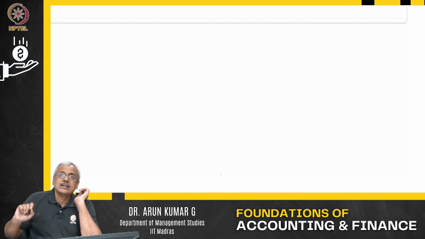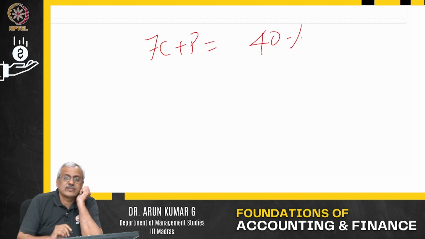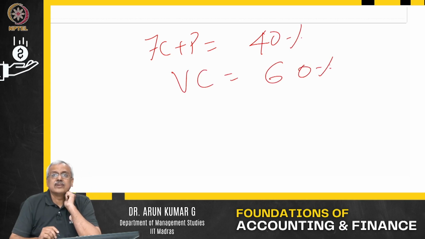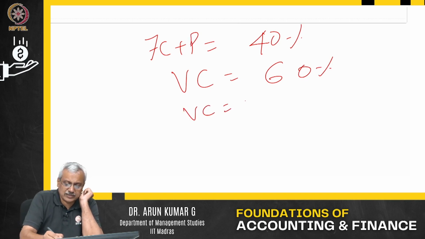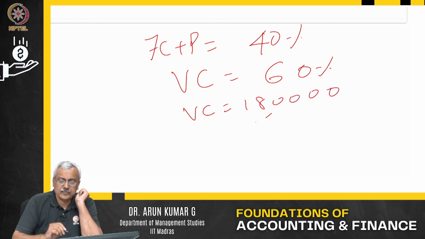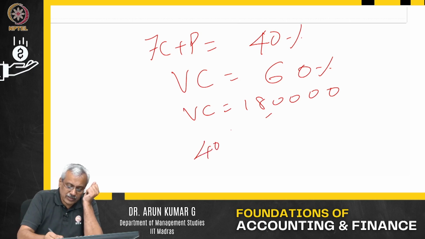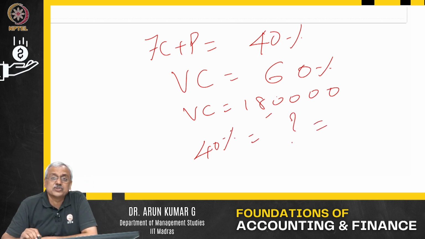A fixed cost plus profit is equal to 40% of the sale value, then my variable cost will be equal to 60% of the sale value. So, variable cost in this case is 1,80,000. If variable cost is 1,80,000, that is 60%, then 40% is how much? You can just do the calculation, it is 1,20,000.